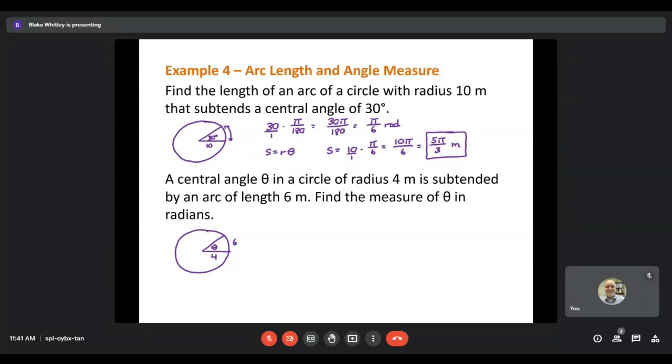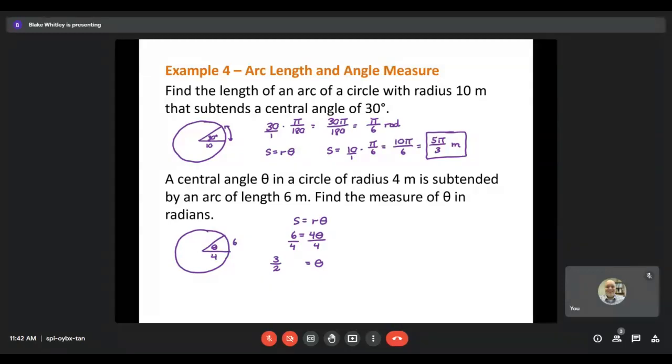So now I can use that same formula that we used before, S equals R times theta. But this time we know the arc length, so we know S, so that's going to be 6. We know the radius, that's 4. And we're looking for our theta value. We're looking for the angle itself. So now to solve for theta, all I need to do is divide by 4 on both sides. So that's going to give me my theta. And now if we simplify 6 over 4, 2 goes into both of those numbers. So that's going to give us 3 over 2.